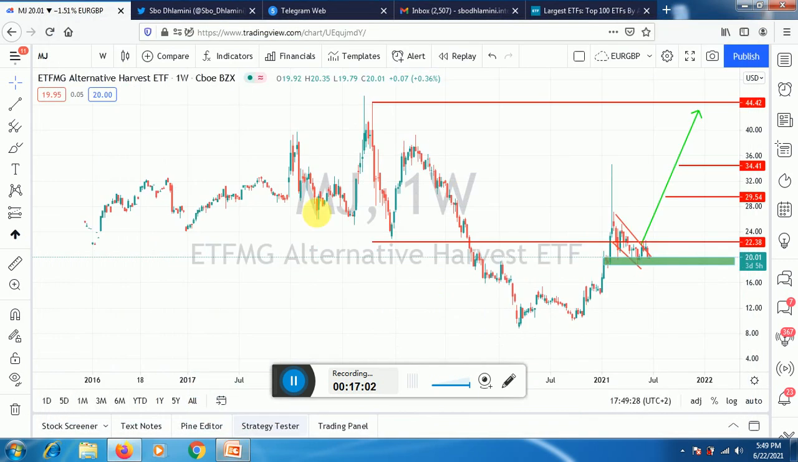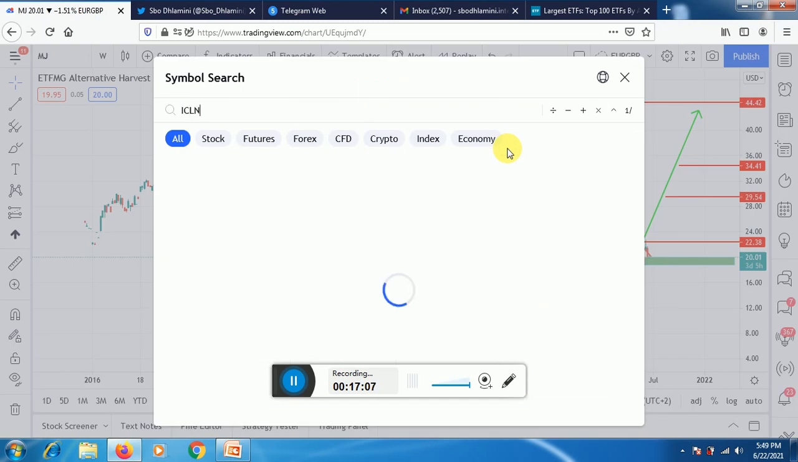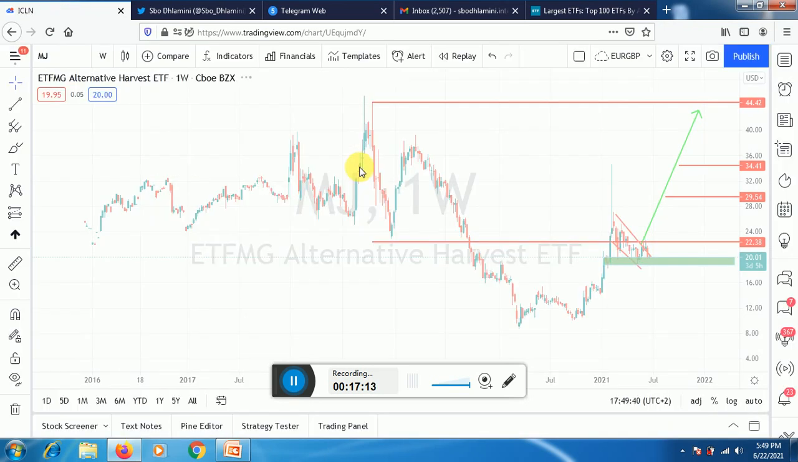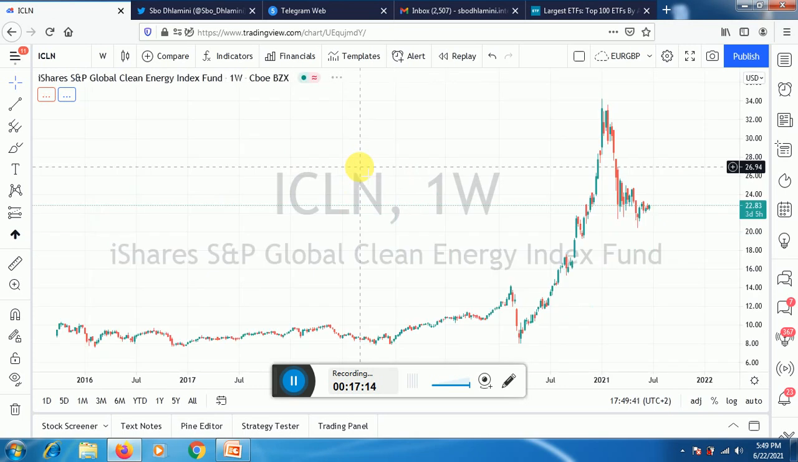So looking at the charts there on the iShares Global Clean Energy ETF, the ticker code is ICLN. It is also listed there on the Nasdaq exchange.